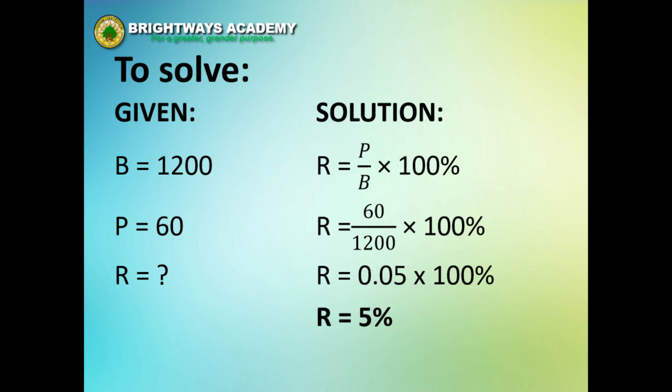First we need to divide P over B, so 60 divided by 1,200. We have 0.05. Then we multiply it by 100. So we have the answer: the rate is equal to 5%. Therefore, 5% of those who participated in the Youth Summit are 11 or 12 years old.